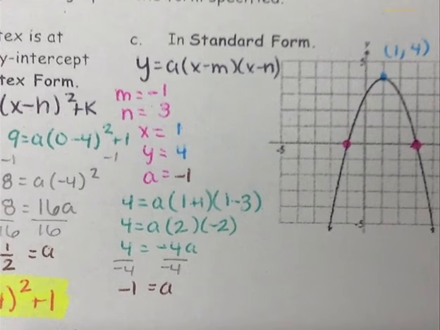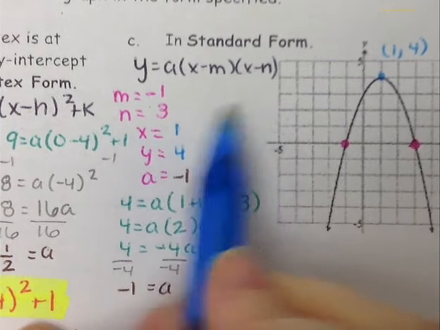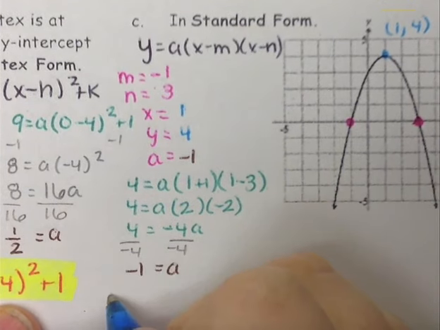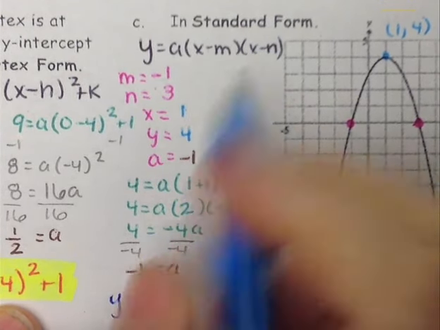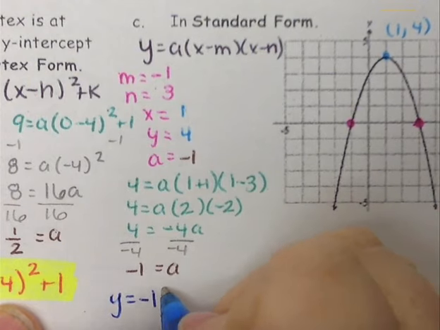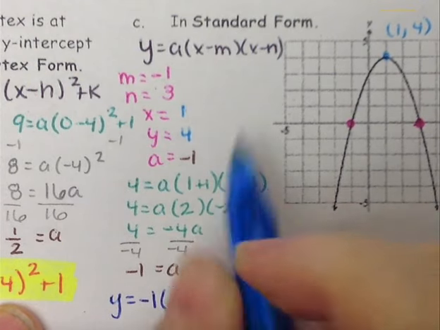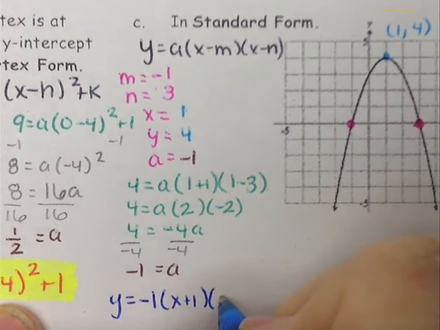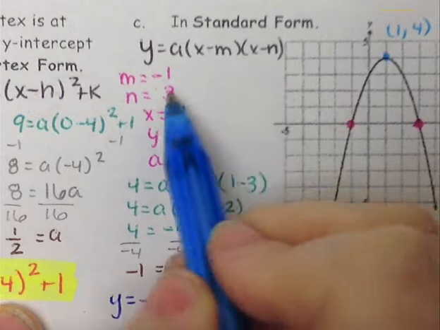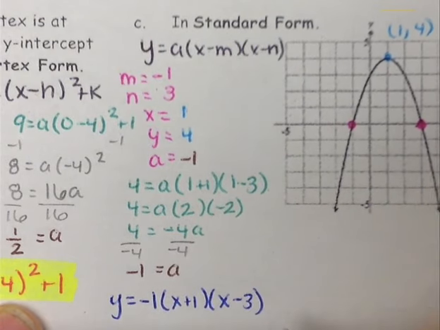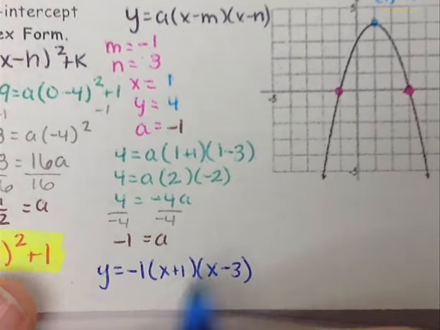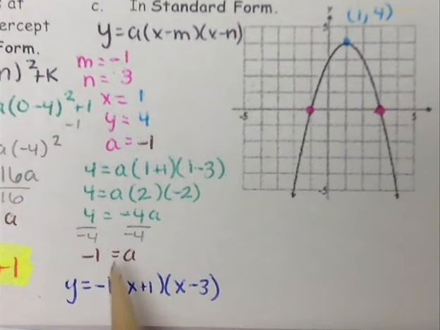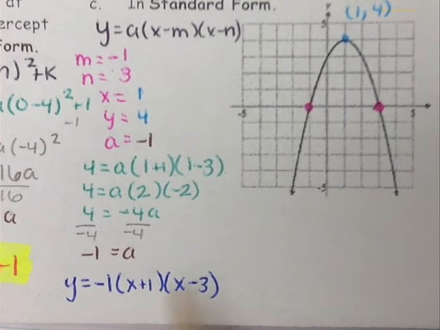So we're going to write this real quick in intercept form with y and x in it, and then we're going to distribute it. So we'll have y equals, a is negative 1, parentheses, x minus negative 1, so that's plus 1, parentheses, parentheses, x minus n, so minus 3. So this is intercept form, but that's not what we want.